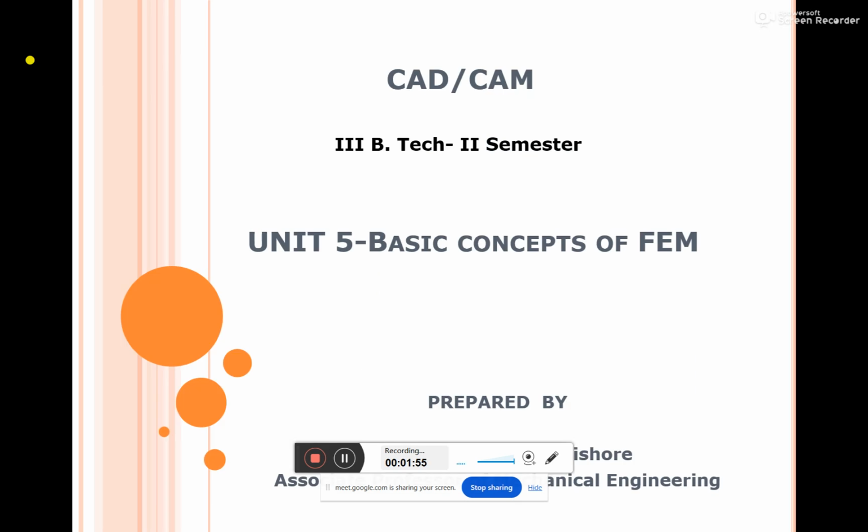So in today's class, I am going to discuss the main concepts related to FEM. The abbreviation FEM stands for finite element method, and nowadays the same thing is also connected to another abbreviation, FEA, finite element analysis. These are the same terminology; different people may call it differently. Some people call it FEM, and some call it FEA, finite element analysis.